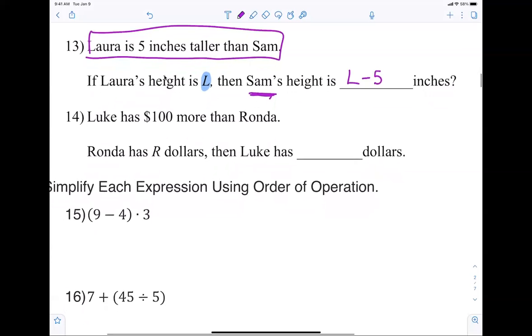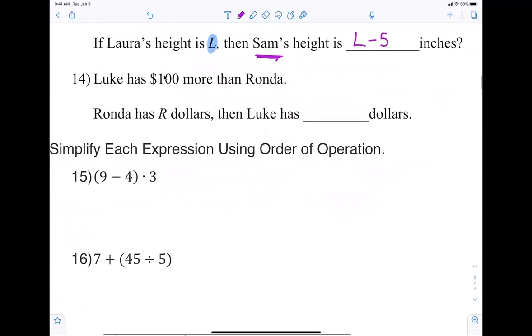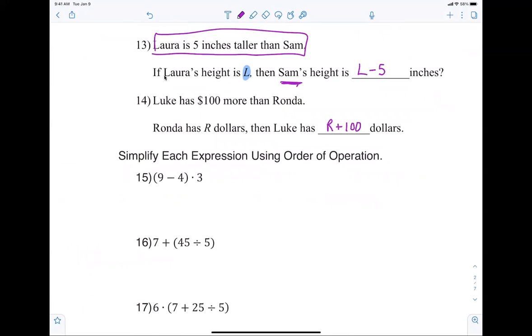All right, Jolie, go. Luke has $100 more than Rhonda. Rhonda has R dollars. Then Luke has what? Yes, R plus 100. Remember, as we're doing this, I was hoping, write it down. All right. Now we're just practicing the order of operations.